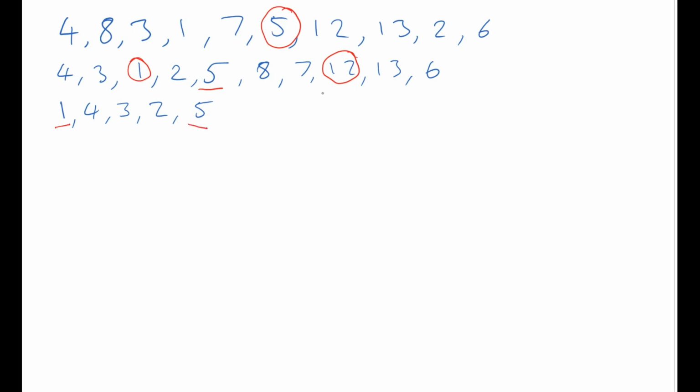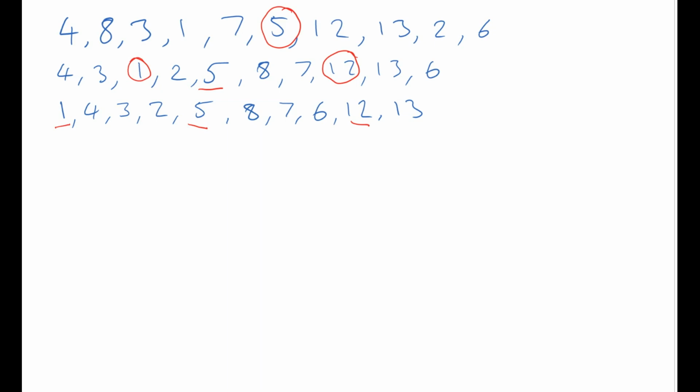And then with the numbers to the right, I'm going to write down all of the numbers that are smaller than the 12. Well, there's the 8, the 7, and the 6. Then I'm going to put my 12. That one has been a pivot. And then I'm going to write down all the numbers that are larger than it, just the 13.